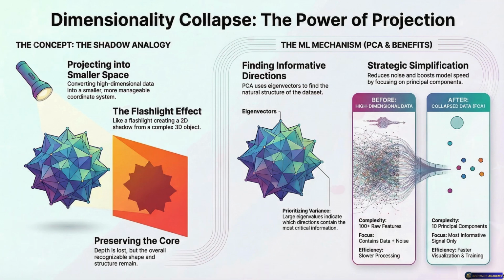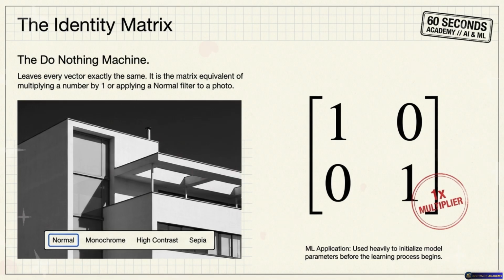We have covered stretching, rotating, shearing, and collapsing space. But to complete our foundational understanding of matrices, we must discuss the most counterintuitive transformation of all. This is the identity matrix. I like to call this the do-nothing machine. It seems like a complete paradox. We just spent all this time exploring how matrices are incredibly powerful engines designed to warp space and extract latent features. And then mathematicians codified a specific matrix that is explicitly designed to do absolutely nothing.